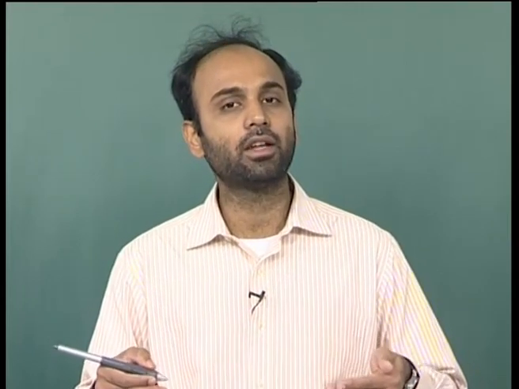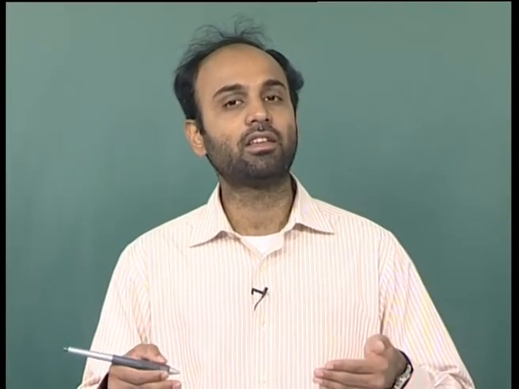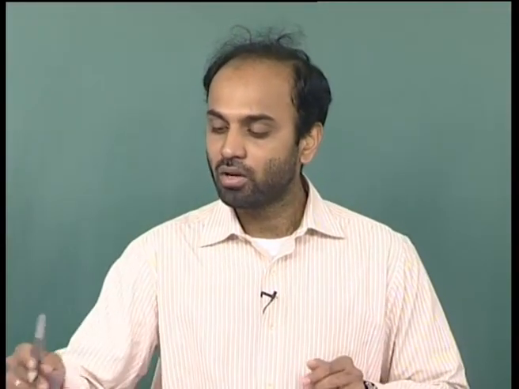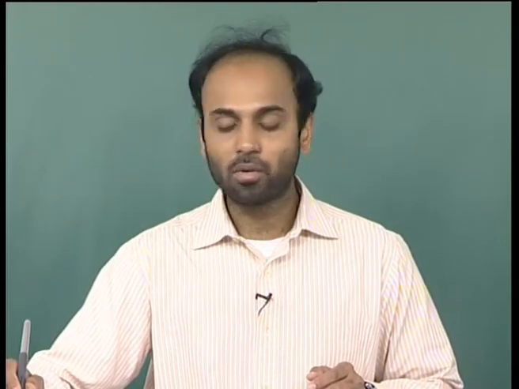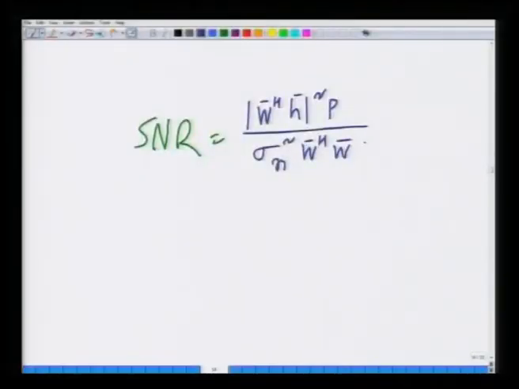Let me refresh your memory. We said we want to consider a system with diversity. One form of diversity is to have multiple receive antennas. Specifically, we are considering a system which has L receive antennas. We are receiving L signals y1, y2 up till yL. We are combining those signals using vector W bar, which is the beamforming vector. The process is beamforming. The signal power at the output of the beamformer is magnitude W bar Hermitian h bar square P, and the noise power is sigma n square W bar Hermitian W bar. So, this is the signal to noise power ratio at the output of the beamformer.